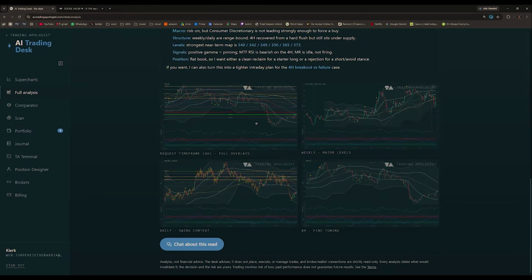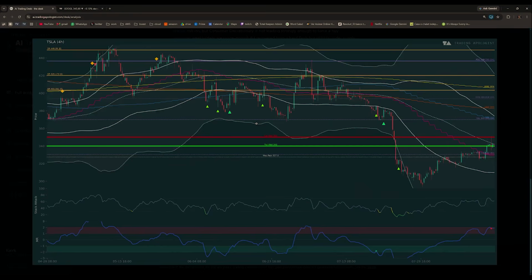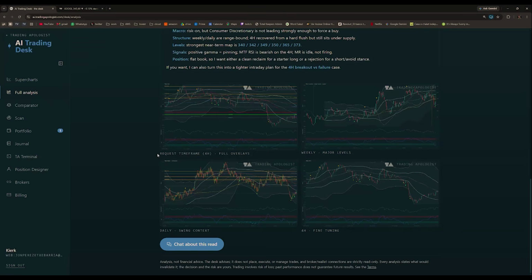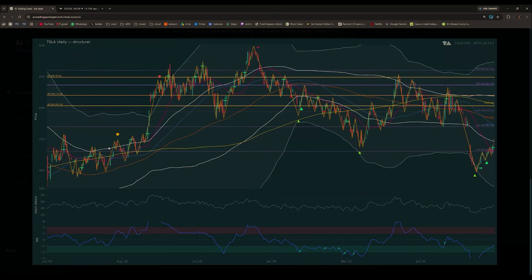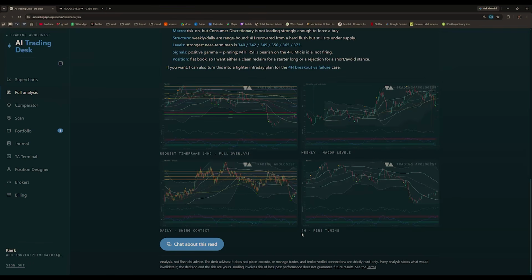I'll go through the images again. I do find them funny because they are very noisy for us, but this is basically pinned into the AI's system. So it's going to go basically the requested time frame, full hour, full overlays, weekly, major levels, daily, swing context, right? And you can see, for example, the gun swing is actually nicely put in there with the 3-bar and 3-bar included in there. And then fine tuning, which is where, let's say, more of the fine-grained analysis happens.